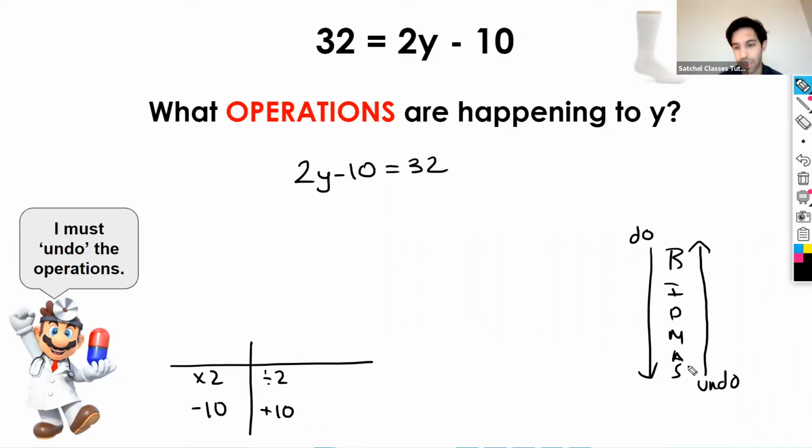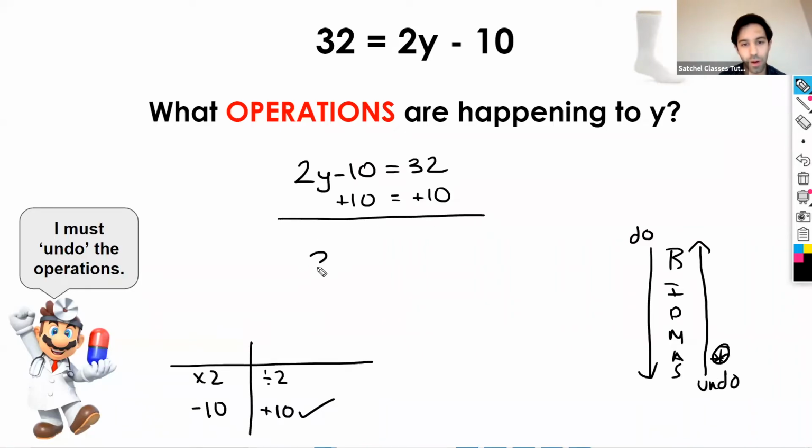So the first operation that's going to come is going to be addition. So this is the one I need to do first. I need to add 10 to both sides. So we're going to be left with 2y minus 10 plus 10 is 0, is equal to 32 plus 10 is 42. So 2y is equal to 42.